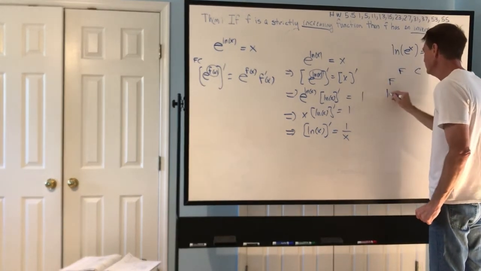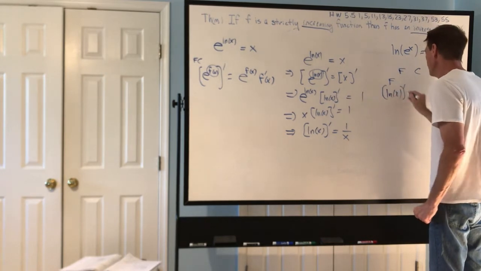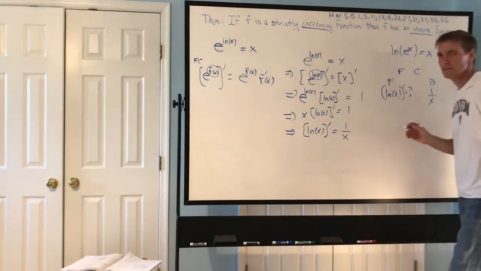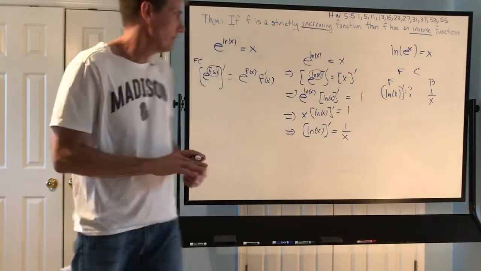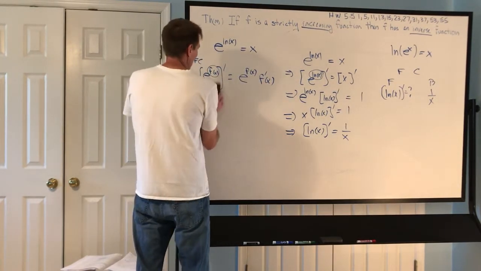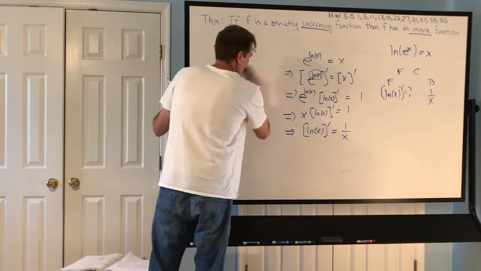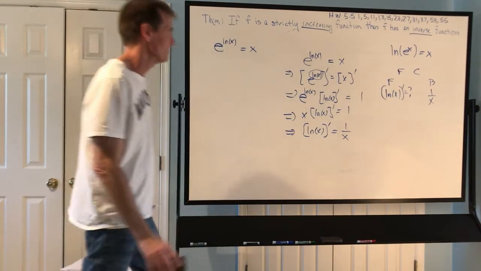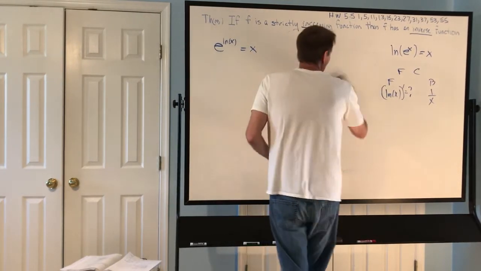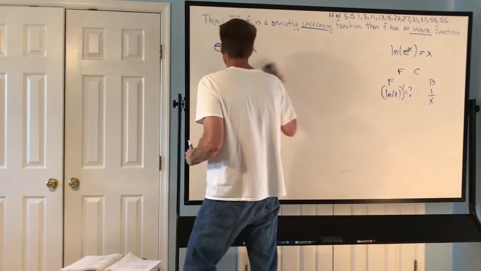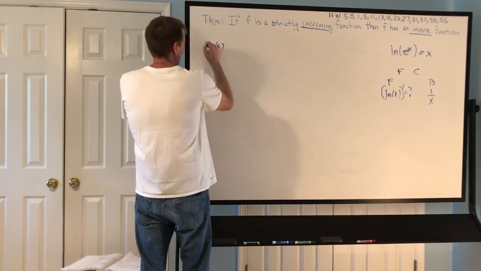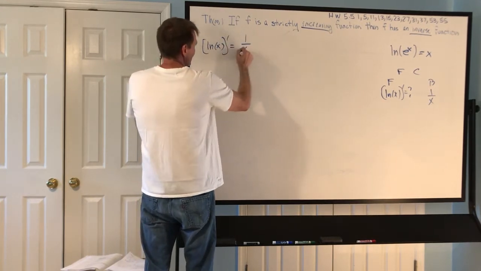Flashcard, here's my front: the derivative of the natural log of x. Here's my back: 1 over x. The derivative of the natural log of x is equal to 1 over x. You can pause and write that down. In fact, I'll write it down with you.